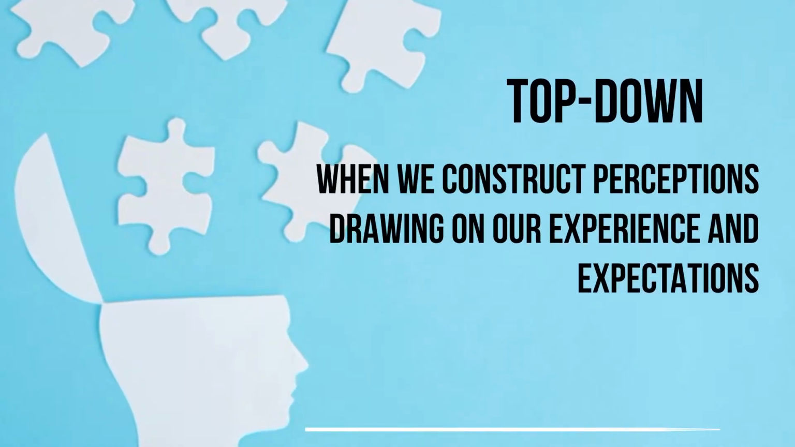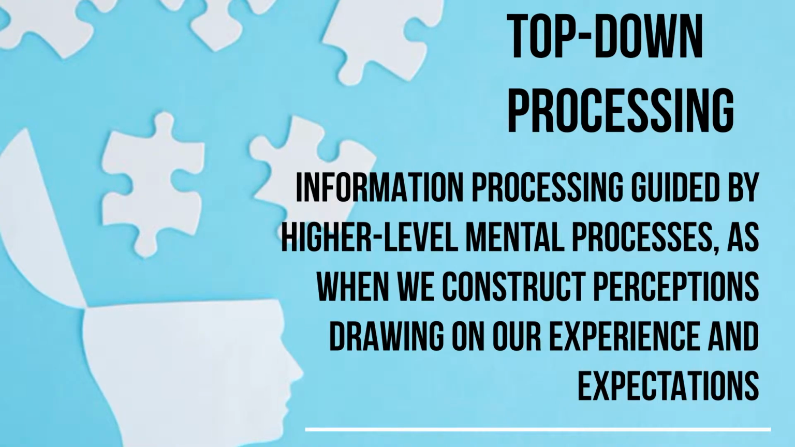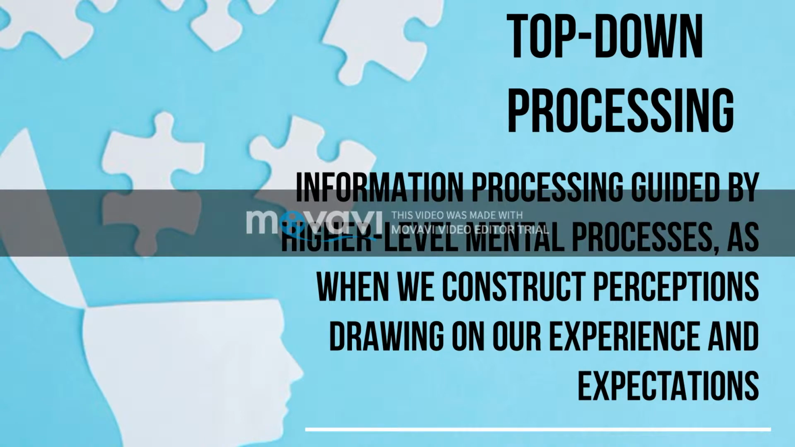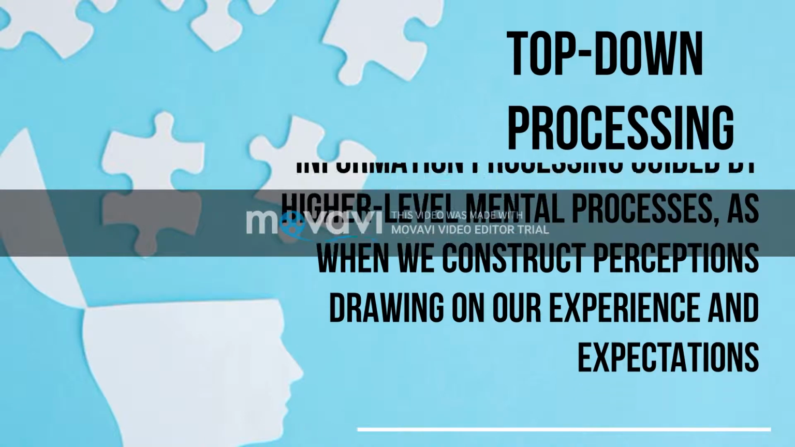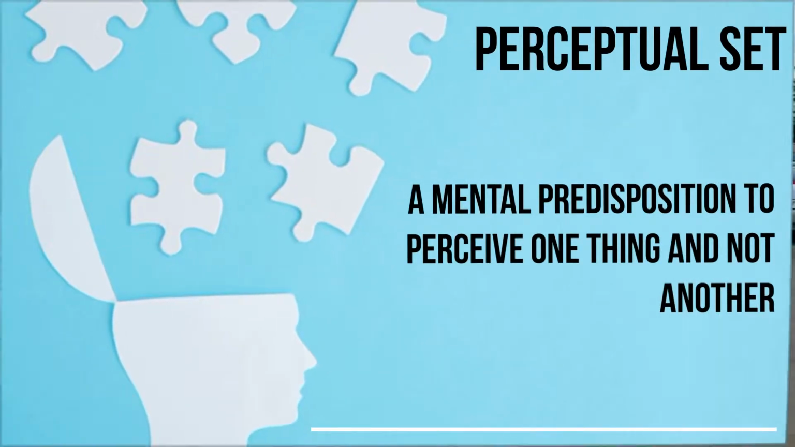Thanks to top-down processing, which is information processing guided by higher-level mental processes, as when we construct perceptions, drawing on our experience and expectations, you are able to identify some sort of image, whether the couple, the boys, or the vase. Based off of your experiences and expectations, you perceive the picture a certain way, shaping what you saw by referencing your perceptual set. A mental predisposition to perceive one thing and not another.